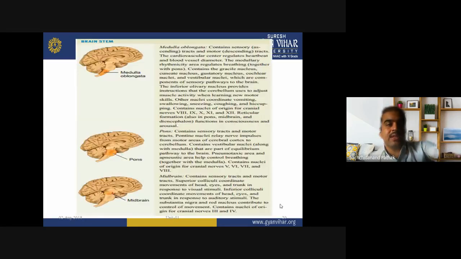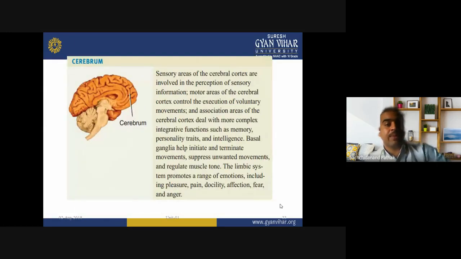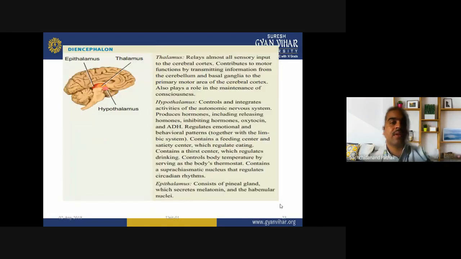So you can see here the medulla oblongata is there, pons is there, midbrain is there, then cerebellum is there, cerebrum is there, which has the sensory areas of the cerebral cortex. Then epithalamus, thalamus, and hypothalamus is there.